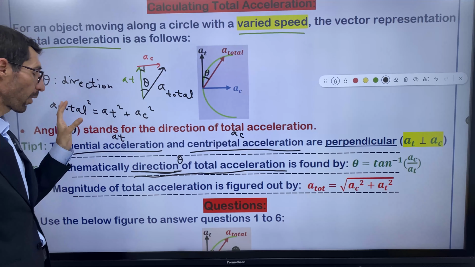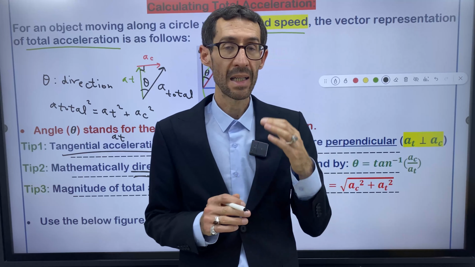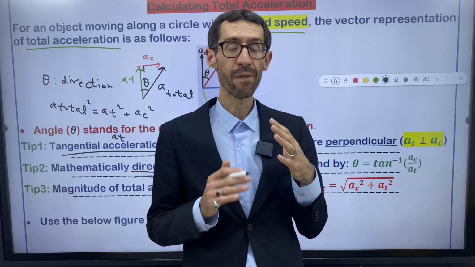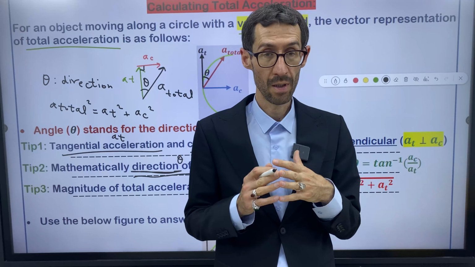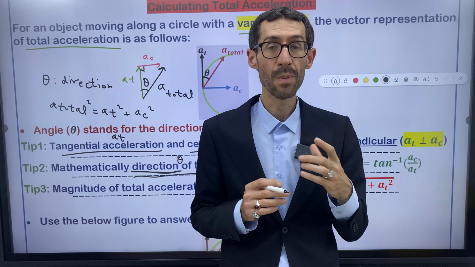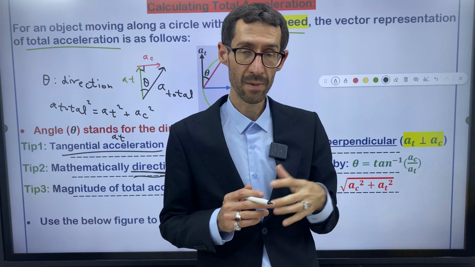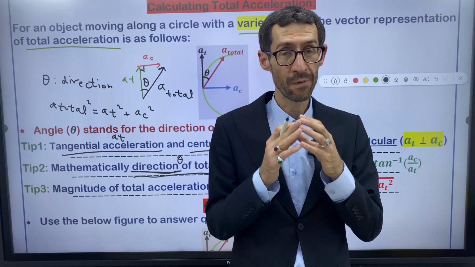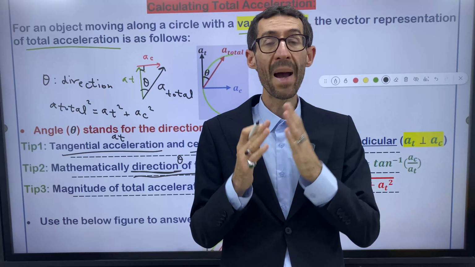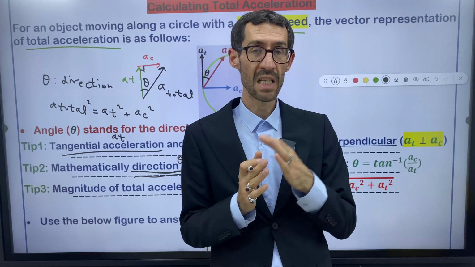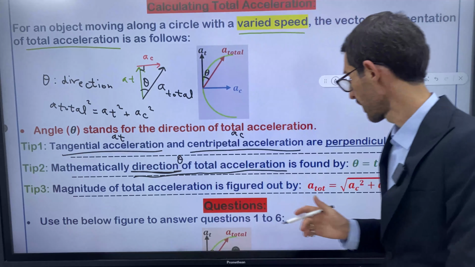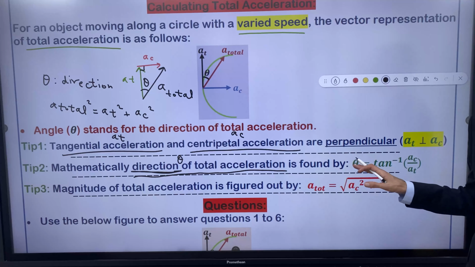The Pythagorean theorem is this equation. So keep in mind that the Pythagorean theorem is used to find the magnitude of total acceleration, but the inverse of the tangent function is used to find the direction of total acceleration. Teacher, what do you mean by direction of total acceleration? It means theta. Angle theta is found by the inverse of the tangent function. But the magnitude of total acceleration is found by the Pythagorean theorem, right? These equations are very important.